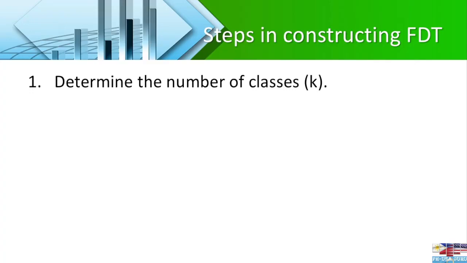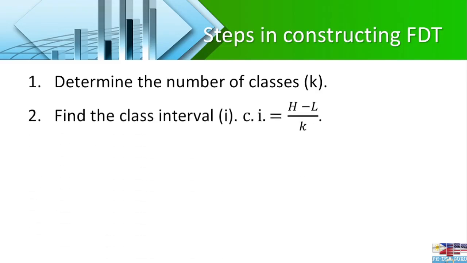The first one is determine the number of classes, or K. Usually, it's always given in the problem. Step number 2, find the class interval, I, or sometimes it is expressed as Ci, which is equal to H minus L over K, where H is the highest score, L is the lowest score, and K is your classes.